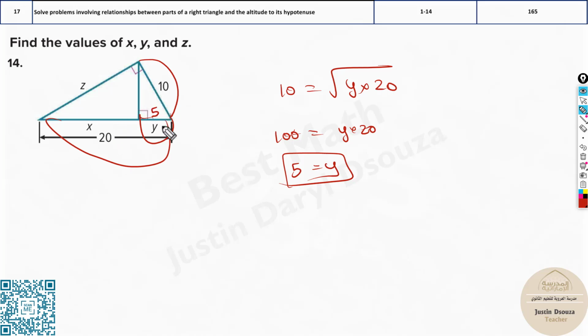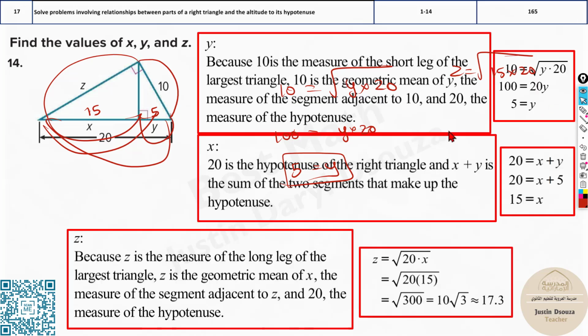So Y is 5. This total is 20. So what is X? It'll be 20 minus 5. That's 15 here. So now can you find the Z value? Absolutely. Z is equal to square root of X and total. So X is 15 times 20. That will be the answer. So that's how we solve it up.